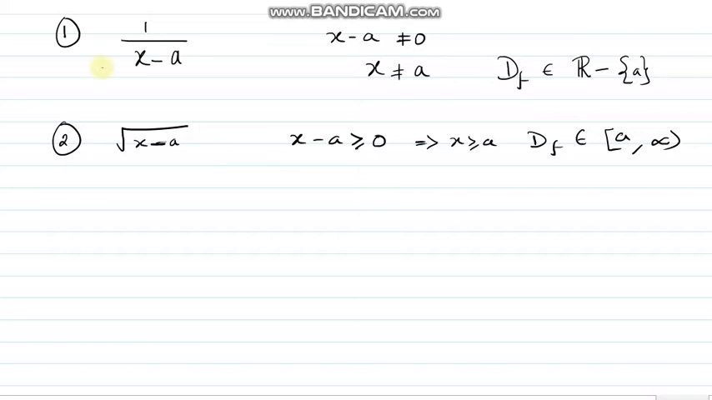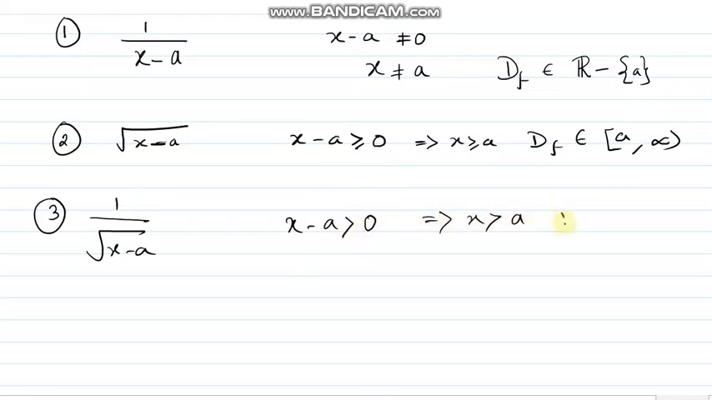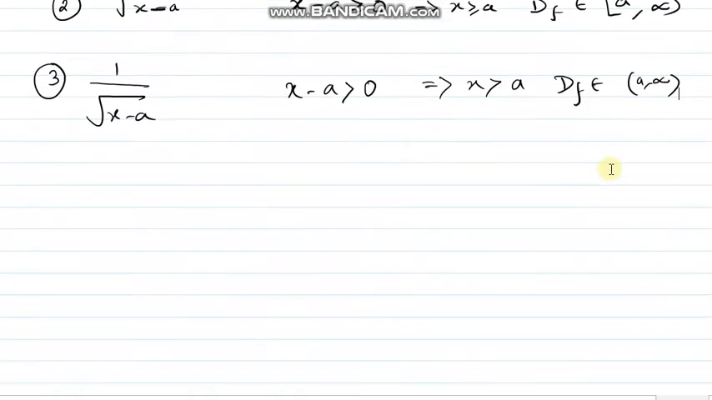Next, the third case, that is 1 divided by root of x minus a. Here x minus a is under a root, so it has to be greater than or equal to 0, and again it is in the denominator. So we should have x minus a only greater than 0, which implies x is greater than a. Hence the domain of the function will be a to infinity, where a is in an open interval.